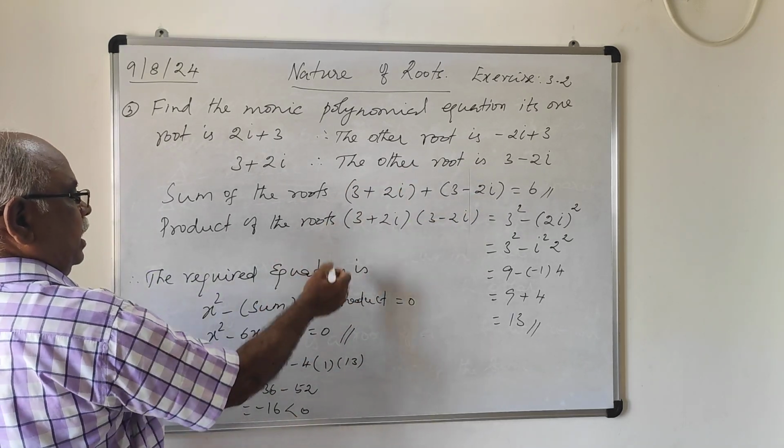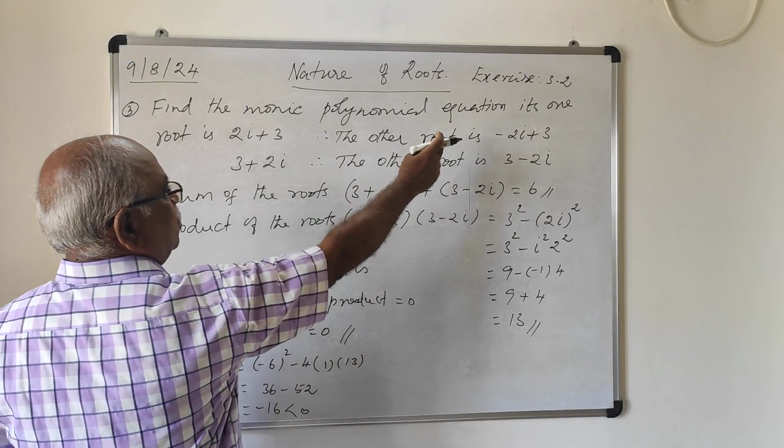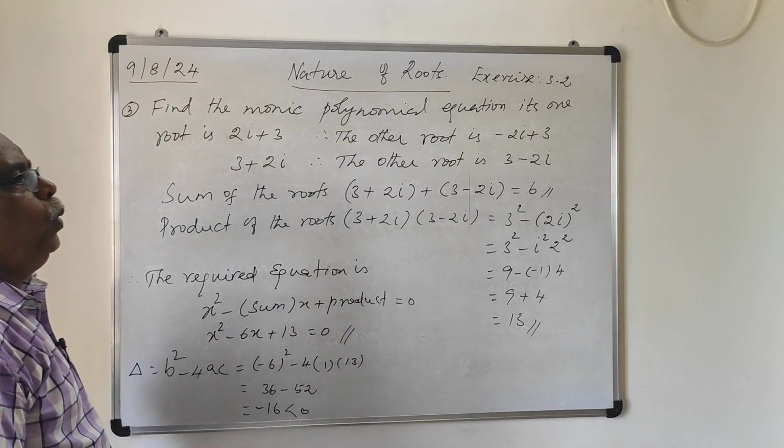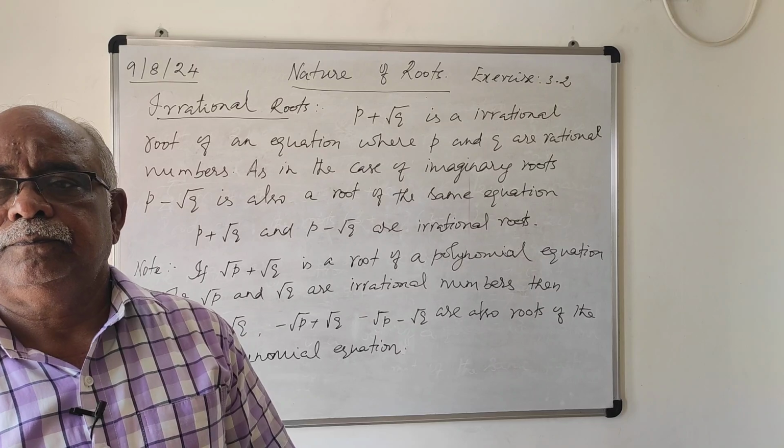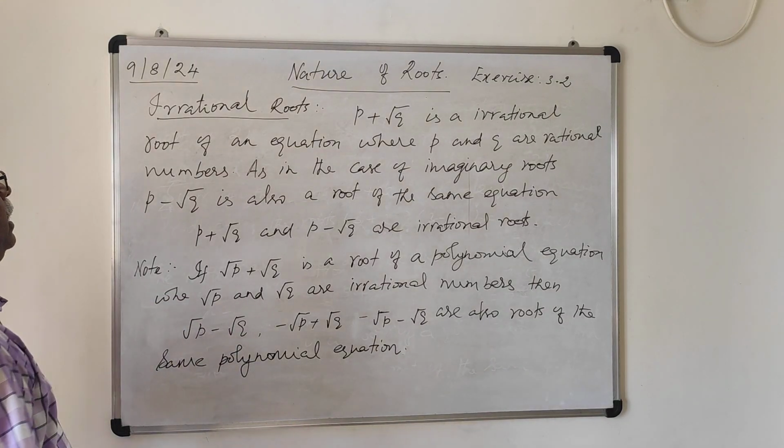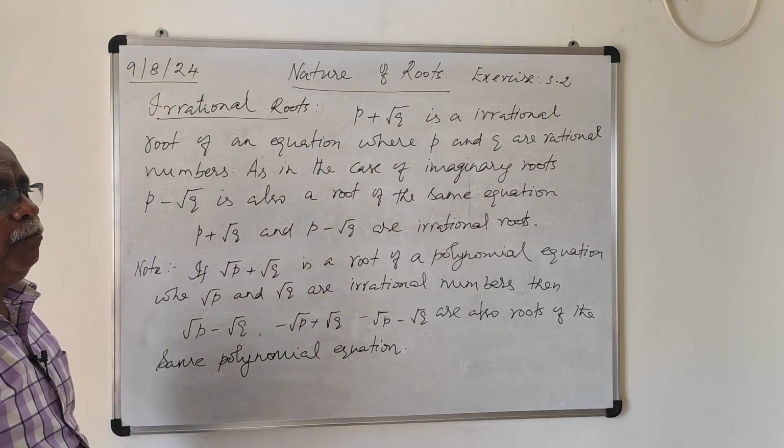That's why the equation has imaginary roots, which are 3 minus 2i and 3 plus 2i. Okay? Next we will see irrational roots.